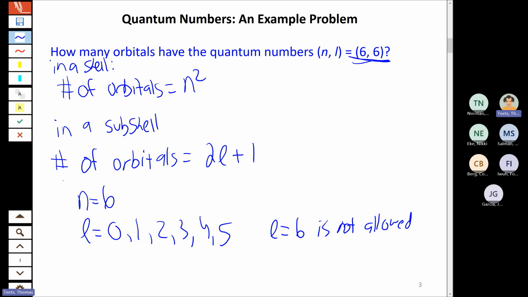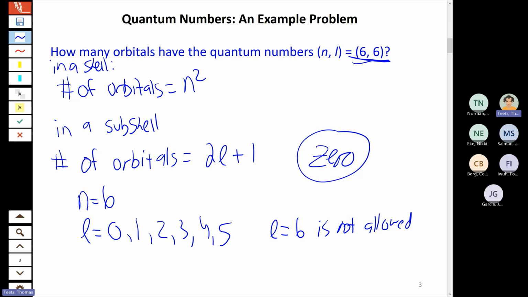And so what that means is there would be no orbitals that would have these two quantum numbers. That's not an allowed pair of n and L values. So the correct answer for this question would be 0, because you can't have that combination of n and L values in any type of orbital. So if L is going to be 6, n would have to be at least 7, or if n is equal to 6, L cannot be bigger than 5.